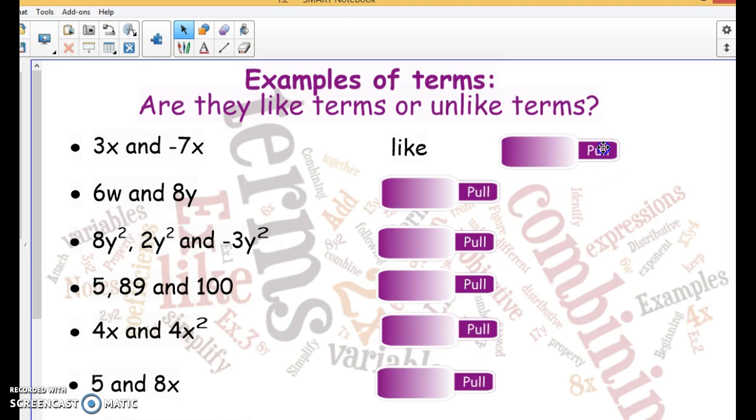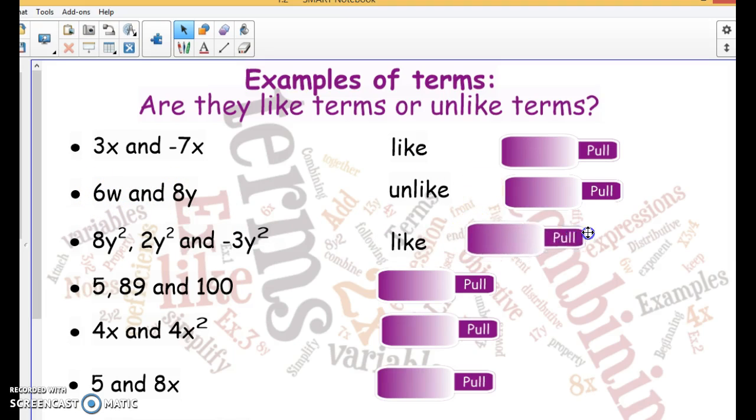Our second one, I have a 6w and an 8y. One's a w, one's a y. I cannot add them together, so they are unlike terms. I would just leave it separate as 6w and 8y. This next one are like terms. I have y squared, y squared, y squared, and then there's just the numbers in front of it. So 8y squared plus 10y squared minus 3y squared would give me a 15y squared.